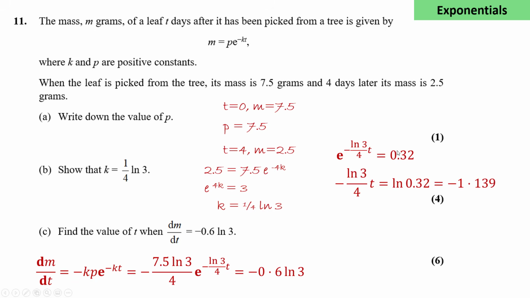Take the natural logarithm of both sides to get minus ln 3 over 4t equals ln 0.32 equals minus 1.139, and therefore t equals 4.15.